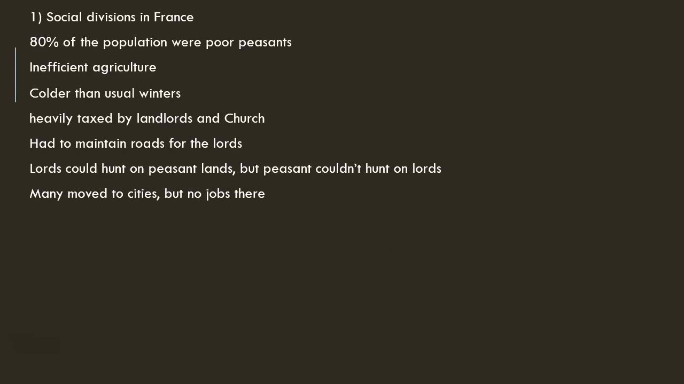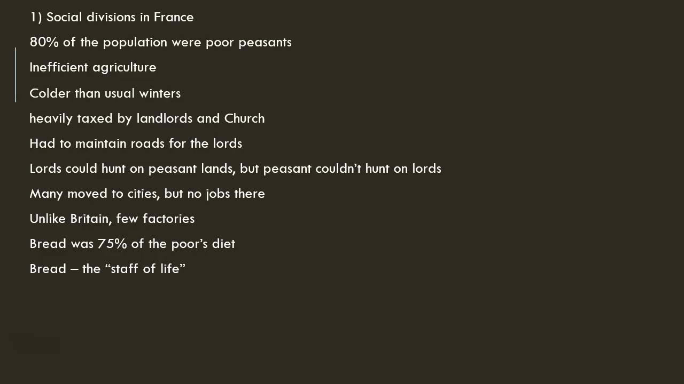Many of these peasants had moved to the cities. This is before the Industrial Revolution, or really right when it's beginning, but there weren't really many jobs there. Unlike Britain, which at this time is starting to go through the Industrial Revolution, that's Unit 2 in AICE European history, there were very few factories. Bread was 75% of the poor person's diet, and you want to circle that, underline that, make sure you know that. There was some quote, I don't know who said this, that bread was the staff of life.